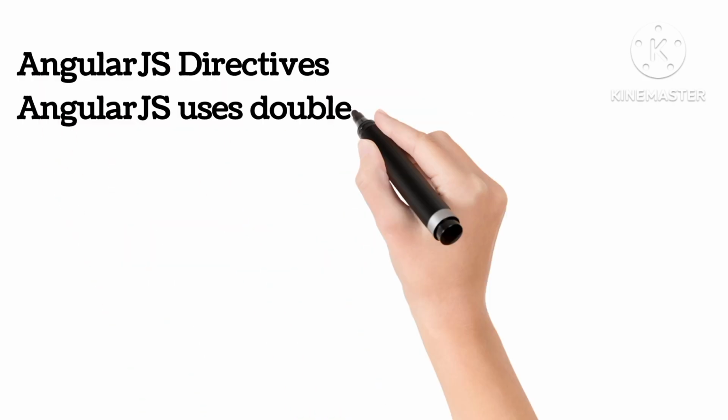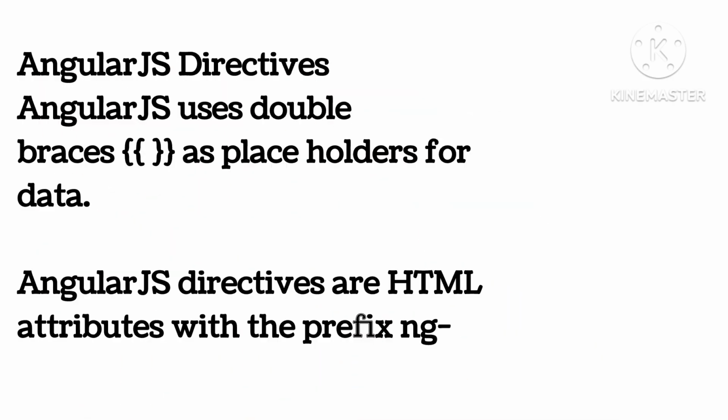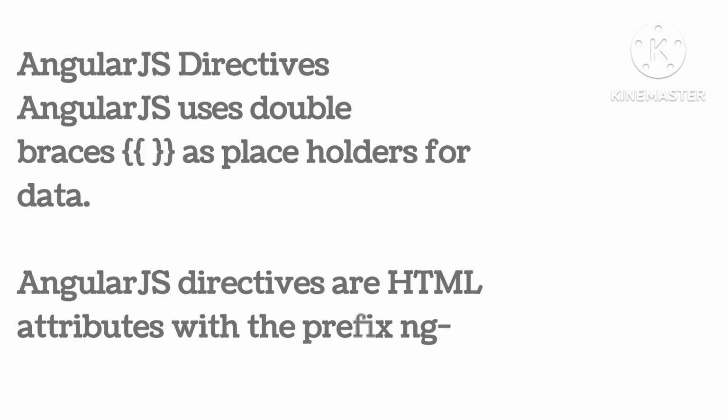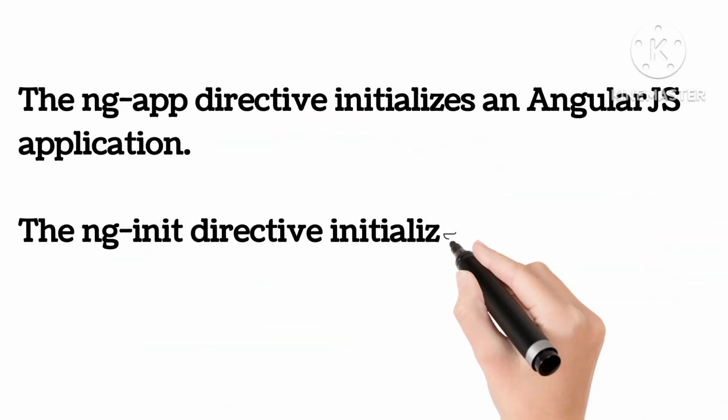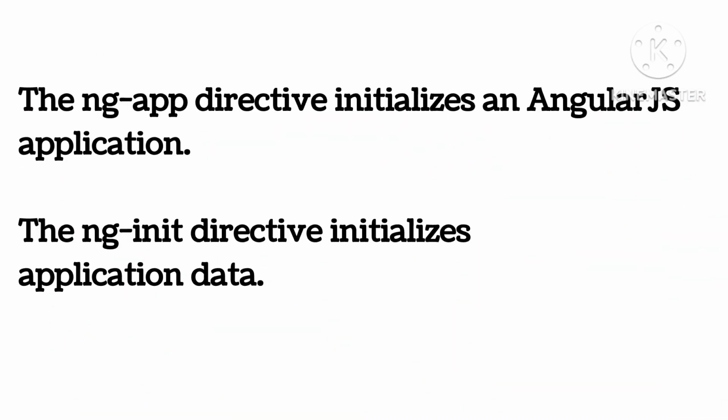AngularJS directives use double braces as placeholders for data. AngularJS directives are HTML attributes with the prefix ng. The ng-app directive initializes an AngularJS application. The ng-init directive initializes application data.